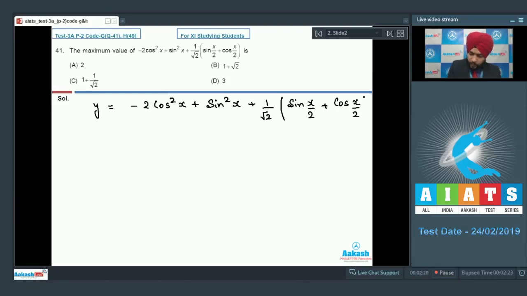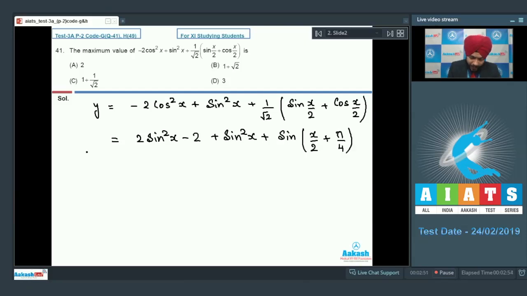Converting the first term into sin square x, we know that cos square x is 1 minus sin square x. So minus 2 into cos square x will be 2 sin square x minus 2. So this is 2 sin square x minus 2 plus sin square x plus, this is written in auxiliary format. 1 by root 2 can be used as cos pi by 4 with sin x by 2 and sin pi by 4 with cos x by 2. So directly this is sin of x by 2 plus pi by 4.